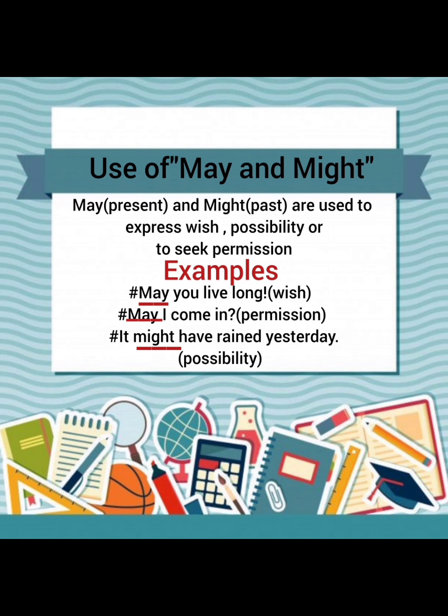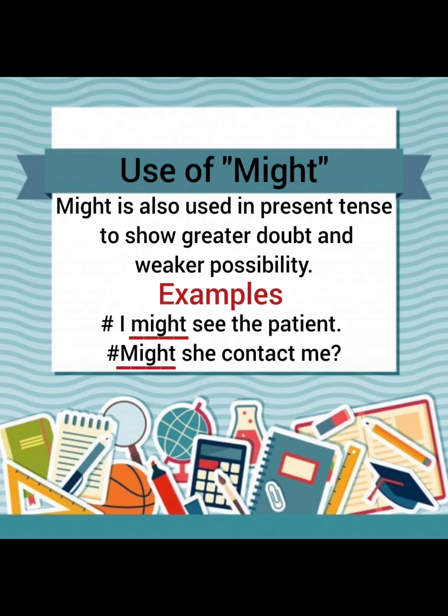Then may and might. May is considered as present and might is considered as past, and they are used to express wish, possibility, or to seek permission. May you live long. It's a wish. May I come in? It's a question and it's asking for permission. It might have rained yesterday. It's a possibility. Might is also used in present tense to show greater doubt and weaker possibility. When we have a strong doubt and where possibility is weak, there we also use might in present tenses.